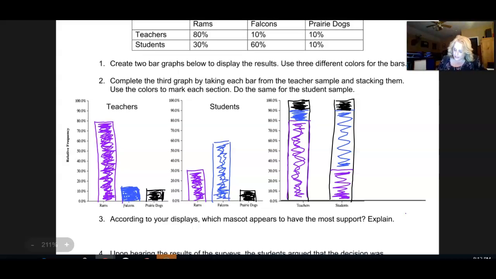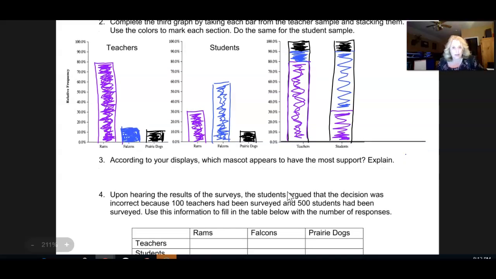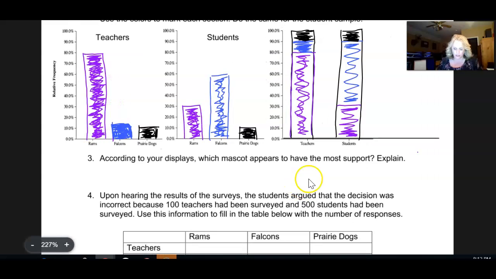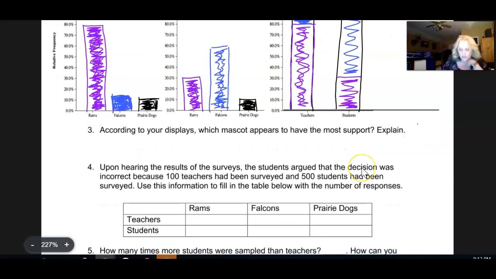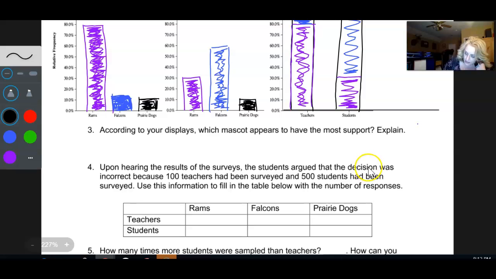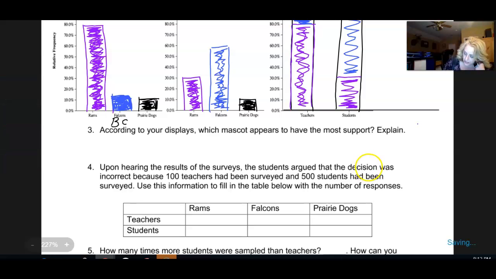So then it says, according to your display, which mascot appears to have the most support? So, as you look at this, I probably should label this for you a little bit. Let me go ahead and do that. This was, black is fine, these were bar graphs, okay? And then the second one we did, I'll say number 2. Number 1 was the bar graph. Number 2 was the segmented bar graph. Or bar graphs, I should say.